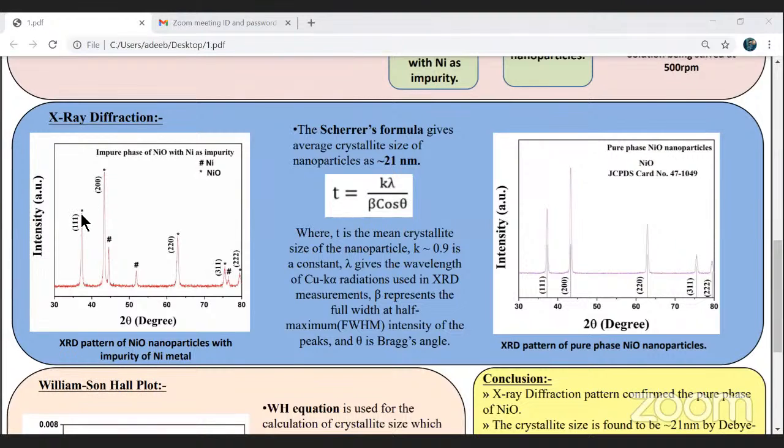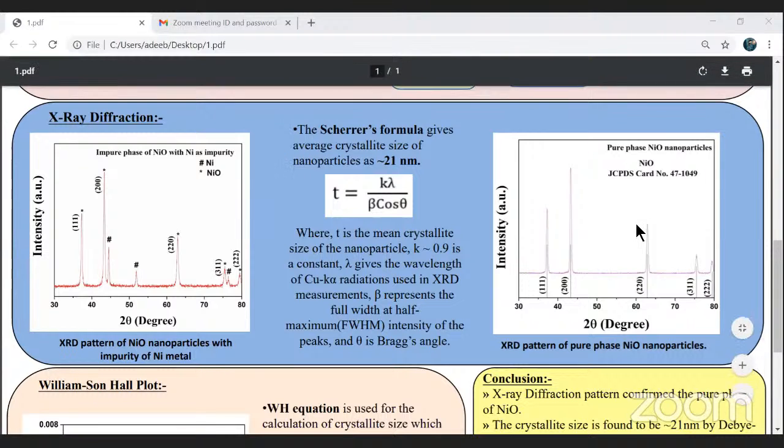The peaks marked with stars, these and these ones, correspond to JCPDS card number 471049, and hence they confirm the formation of nickel oxide nanoparticles. We can see there are some different peaks which I have marked with hash. These peaks correspond to JCPDS card number 897128. They correspond to formation of nickel. Therefore, we concluded that at 400 degrees Celsius, nickel oxide in pure phase is not formed. What we get is nickel oxide with nickel as impurity.